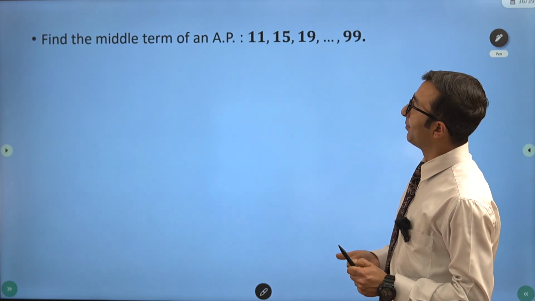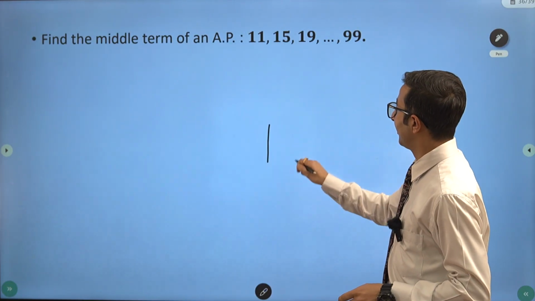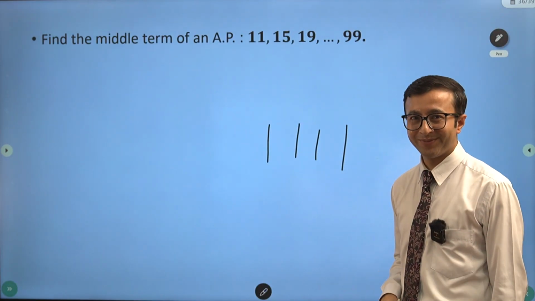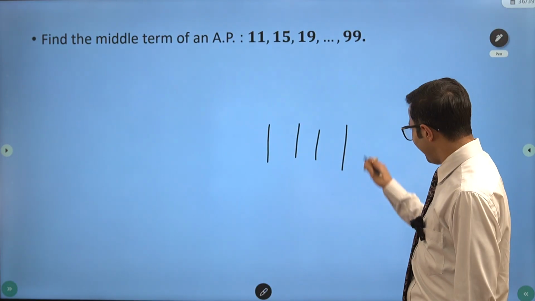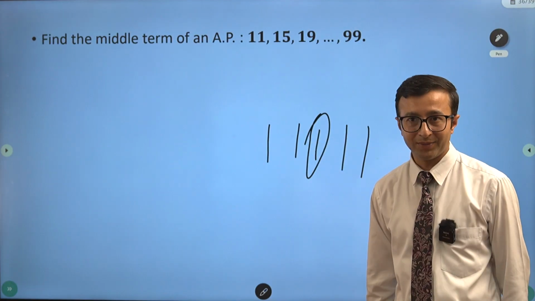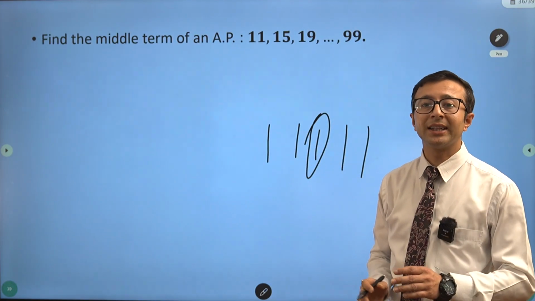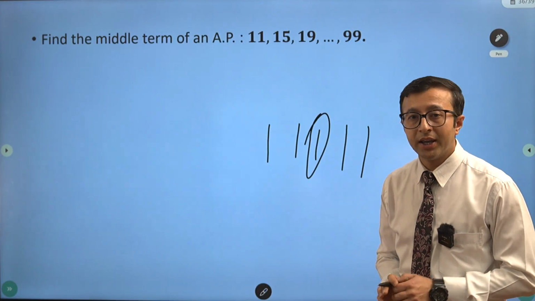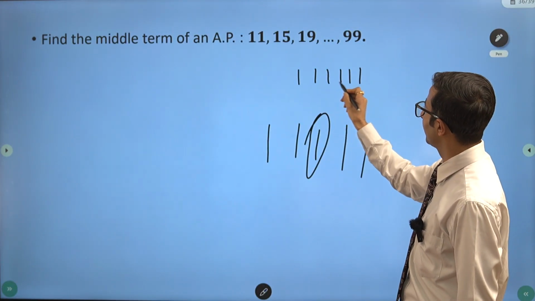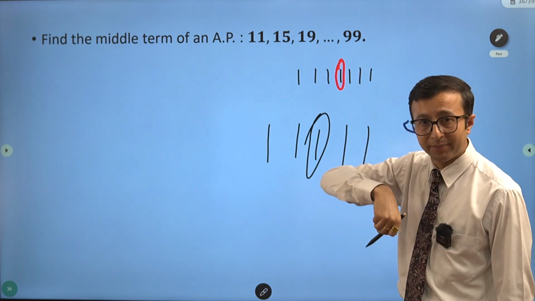Next question: find the middle term of an AP. If you have 4 terms, then which will be the middle term? We don't have any middle term. But if we have, suppose, 5 terms, then definitely this will be the middle term. So before proceeding with this problem, we should understand how many terms there are. If we have an odd number of terms, just like this, 1, 2, 3, 4, 5, 6, 7, then exactly one will be the middle term.